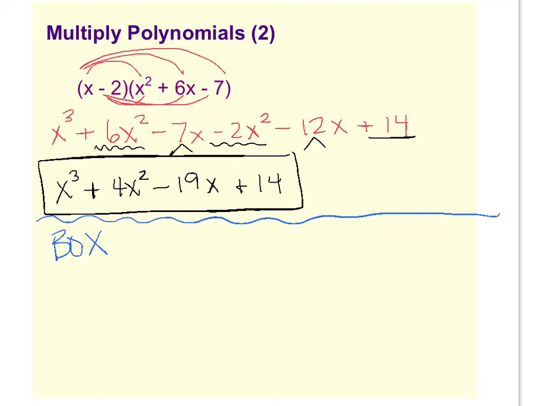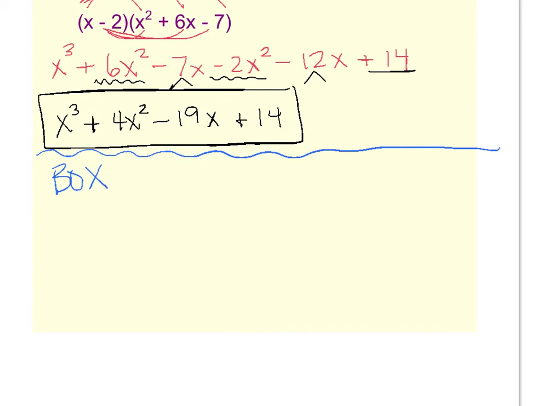So what we're going to do is set up a box that has those dimensions. I'm going to set up a 2 by 3 box. And what we do is write the terms right above and on the side of the box. The first one is the x minus 2. So I'm going to have an x and then a negative 2, just right above those boxes.